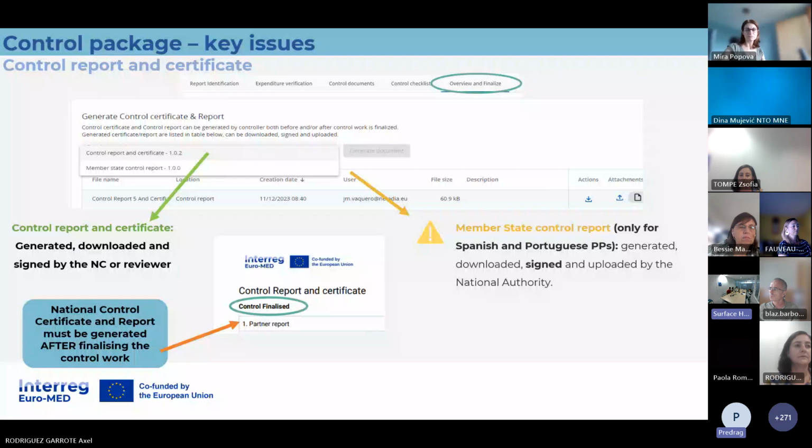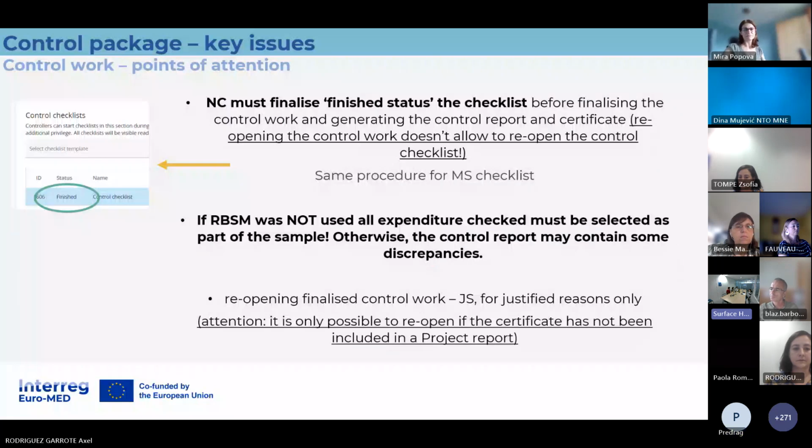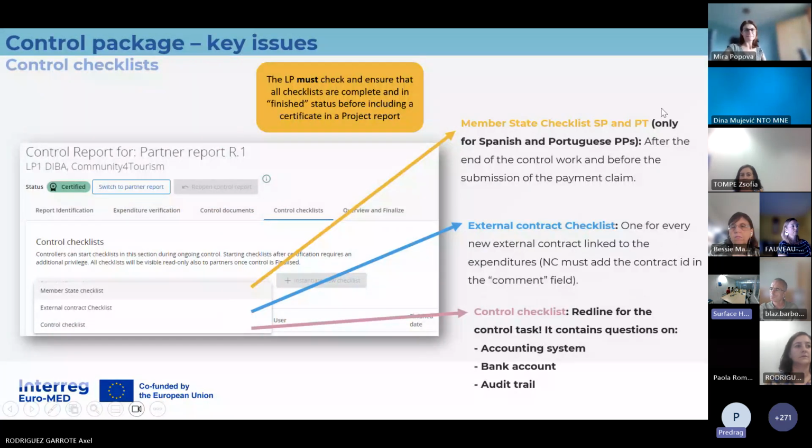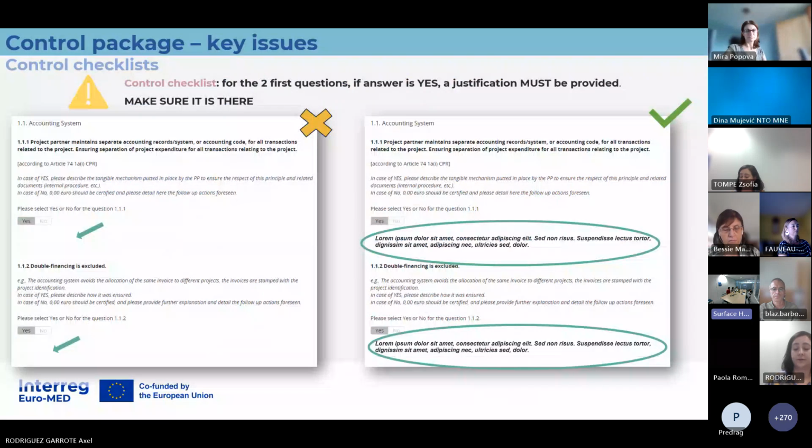There are two checklists, for example. Yes, this is what I'm going to explain now. External contract and control checklist. Okay, there's both there. Sorry. Thank you. Okay, so these are the three types of checklist we are using. Very good that you verified.